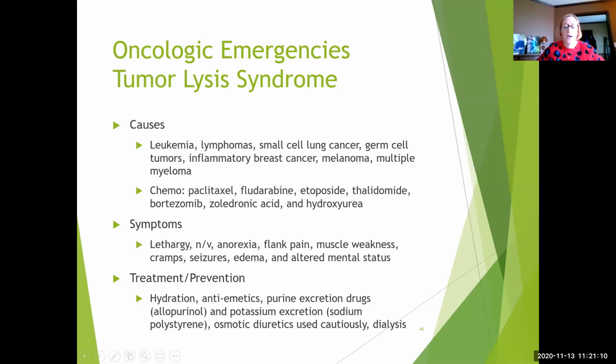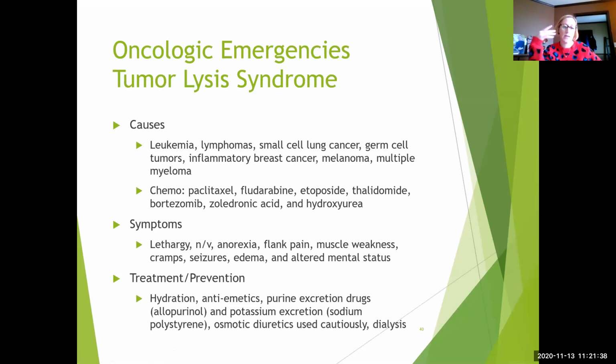Some other cancers that often cause this as well are leukemia, lymphomas, small cell lung cancer, germ cell tumors, inflammatory breast cancer, melanoma, and multiple myeloma. And then certain chemo drugs tend to act quicker and cause tumor lysis syndrome as well. Symptoms: lethargy, nausea, vomiting, anorexia, flank pain, muscle weakness, cramps, seizures, edema, altered mental status.